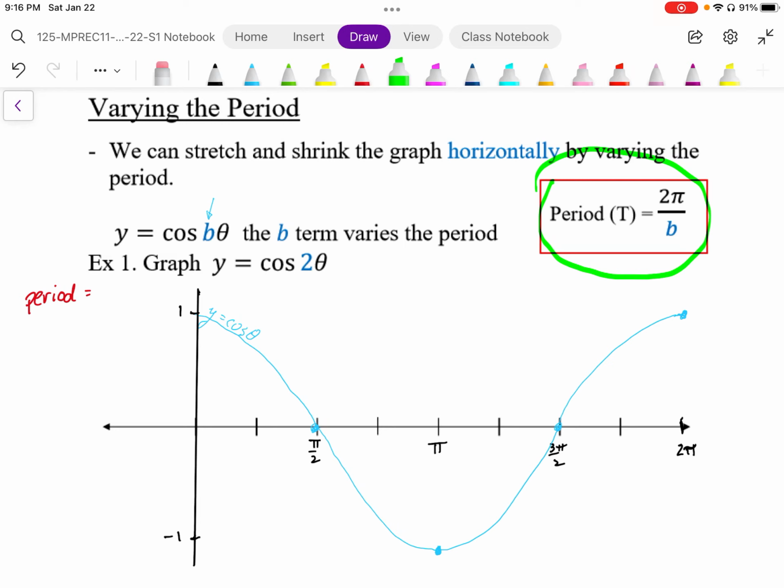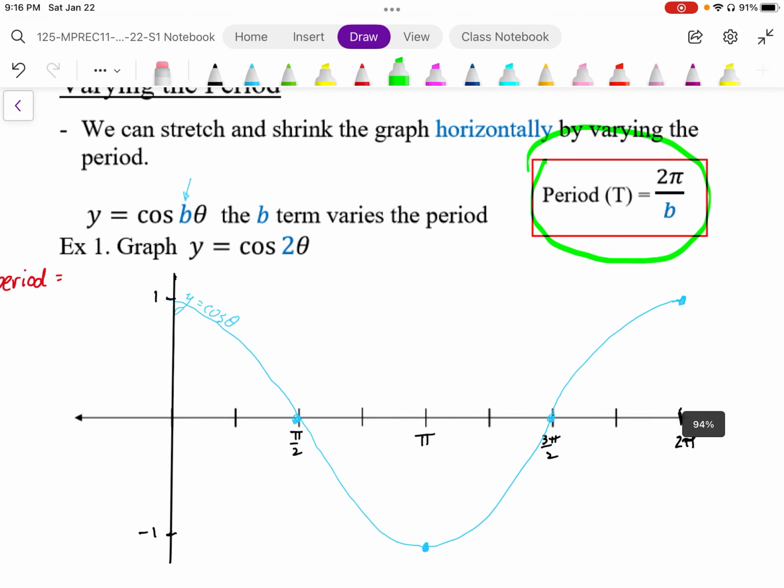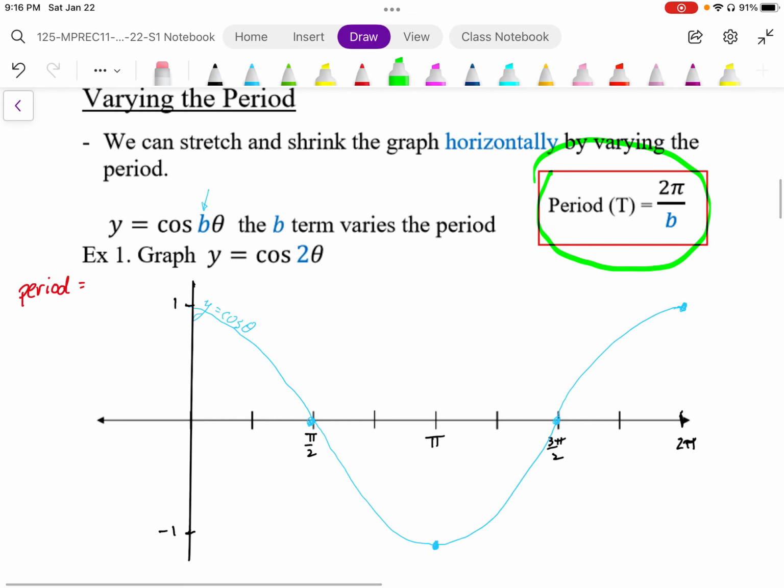So for example, we have drawn here y equals cos theta. This is just one period of y equals cos theta from 0 to 2 pi. And if we do cosine of 2 theta, it's a horizontal compression by 2. And what ends up happening is we end up with a period of pi. 2 pi divided by 2 gives us a period of pi. So when we compress this graph, it is going to look like this.